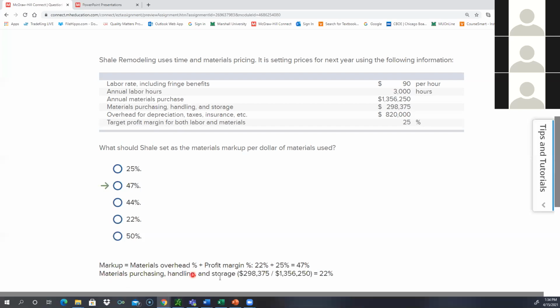These are the costs related to materials. So that's the cost, that's the markup coming from there. And then the profit margin is added up.